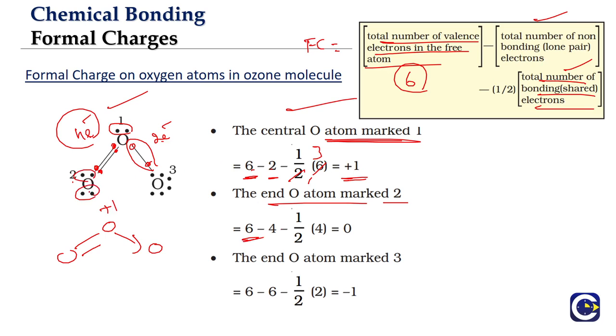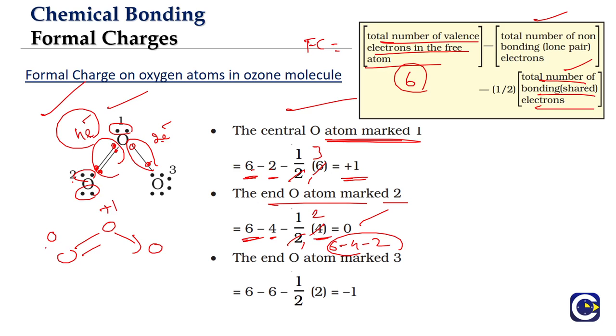Look at this, 2 plus 2, totally 4, minus half into the number of bonding electrons. The oxygen 2 is engaged in a double bond with the central oxygen, so how many shared electrons are there? 4. So minus half into 4, which is 2. So what is it? 6 minus 4 minus 2, which is 0.